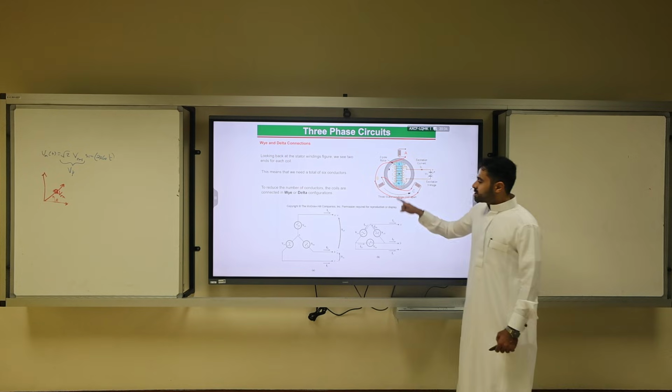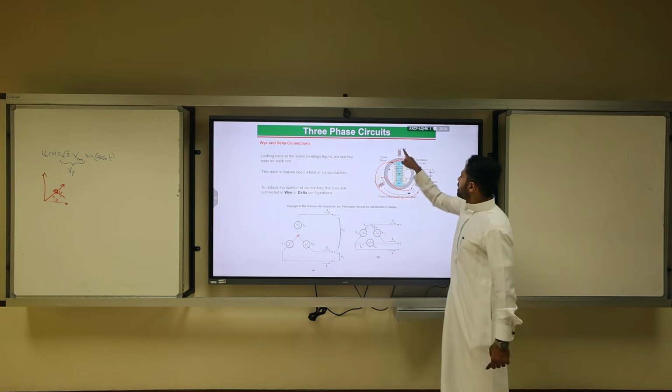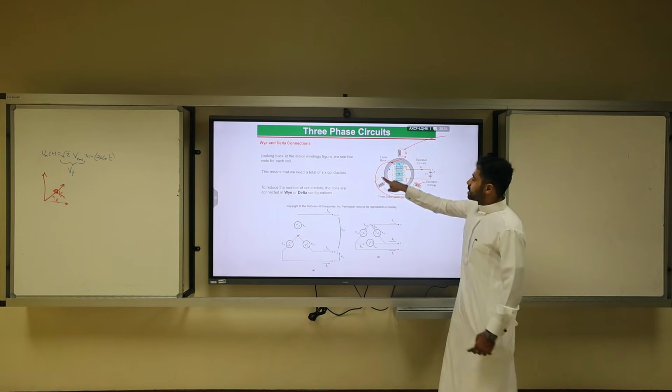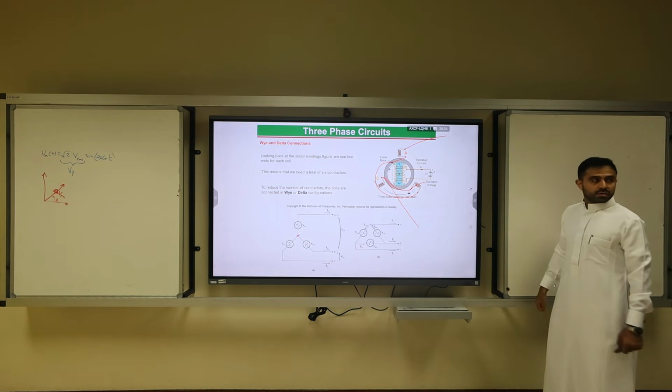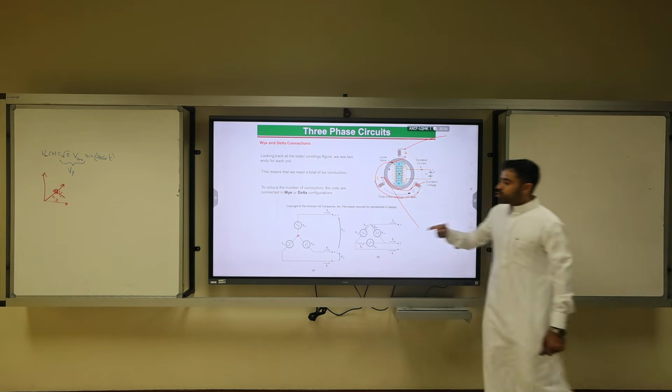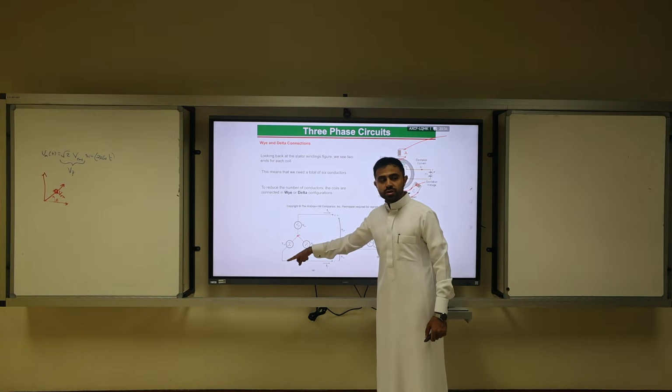Anyway, the connection here is if A and B and C, you make them a common node and you take extension outside. Then you connect your load outside. One point is common, that's what we call a Y connection. It looks like a Y. Or we call it a star connection.